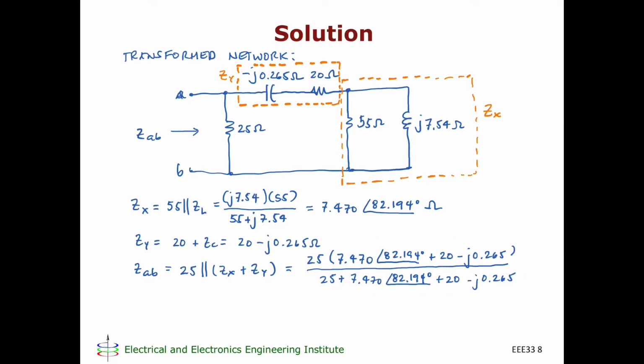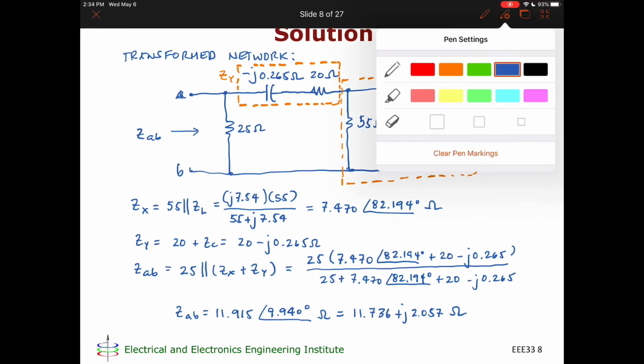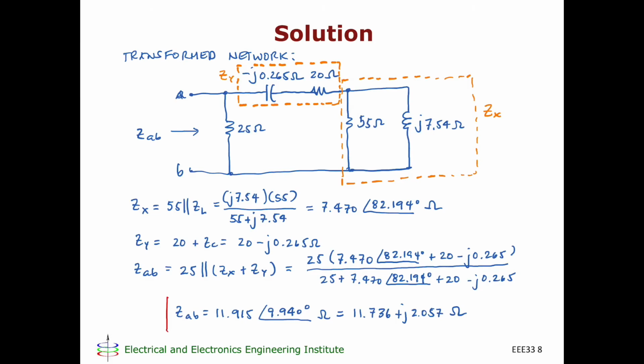So again, this is something you can directly input into your calculator, and you're going to get ZAB is equal to 11.915 at an angle 9.940 degrees ohms, which, if you convert to rectangular form, would give you 11.736 plus j2.057 ohms. So this is my final answer. In other words, with respect to terminals A and B, I can replace this entire network with just a single impedance whose value is 11.915 at an angle 9.940 degrees ohms.